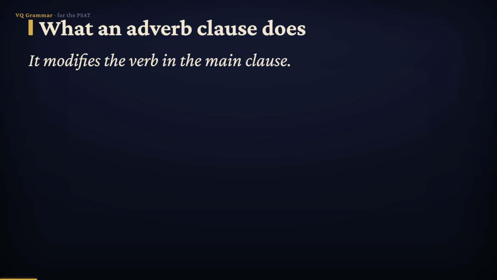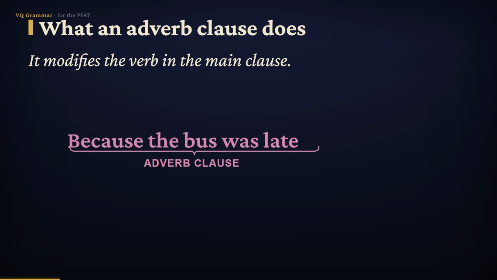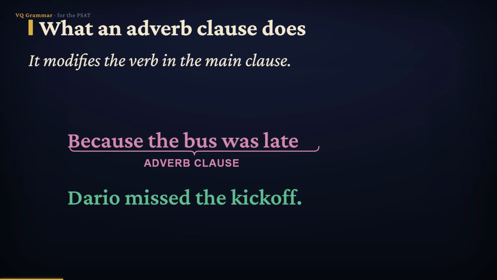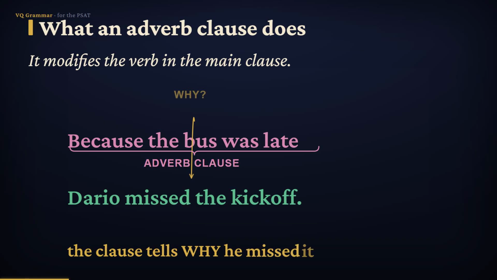Start with what an adverb clause is. It's a subordinate clause that works like an adverb. It modifies the verb in the main clause. Listen. Because the bus was late, Dario missed the kickoff. The front part, because the bus was late, is the adverb clause. It points straight at the verb missed and answers a question about it. Why did he miss the kickoff? Because the bus was late.